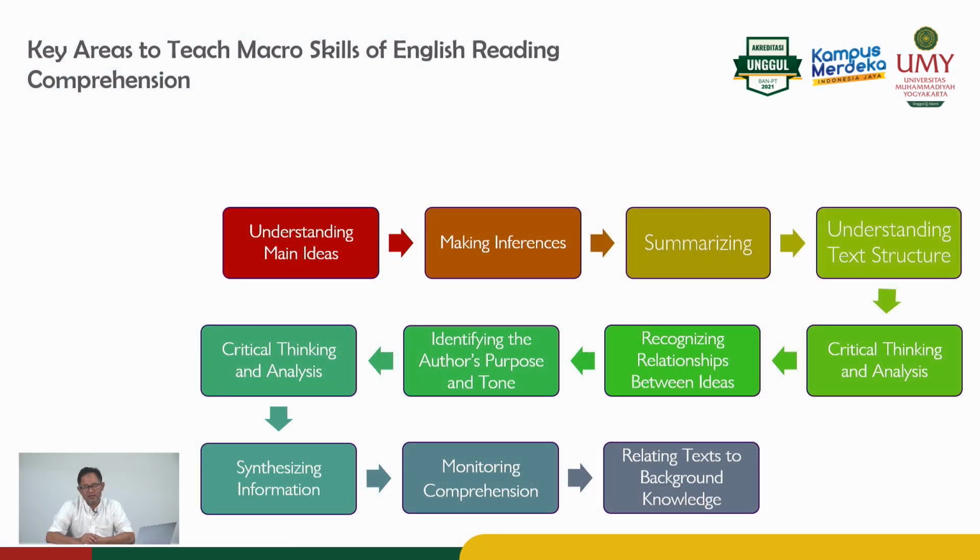Alhamdulillah, today we meet again and we'll talk about teaching macro skill of English reading comprehension in the subject of issues in language teaching and learning. The key areas to teach macro skill of English reading comprehension consist of understanding main idea, making inferences, summarizing, and critical thinking analysis, identifying the author purpose and tone, and so on. And we'll talk about this one by one. We'd like to see what is the problem, and also we'd like to find out the solution.